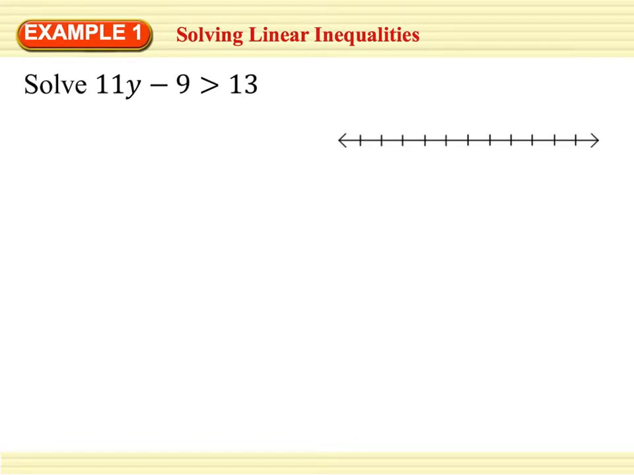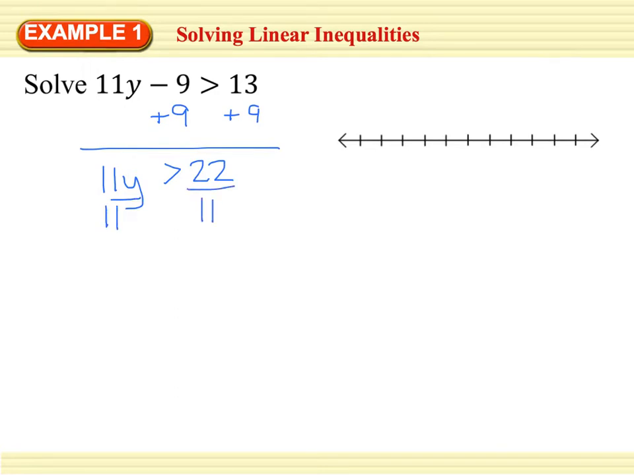Based on the information we've been given, let's start some examples. Example 1 says that we want to solve 11y minus 9 is greater than 13. Because inequalities are like an equation, we're going to treat this just like an equation and solve for y, or isolate the y variable. I'm going to start out by adding 9 to both sides, and this gives me 11y is greater than 22. I then want to get y by itself, so I'm going to divide both sides by a positive 11, and I end up with y is greater than 2.